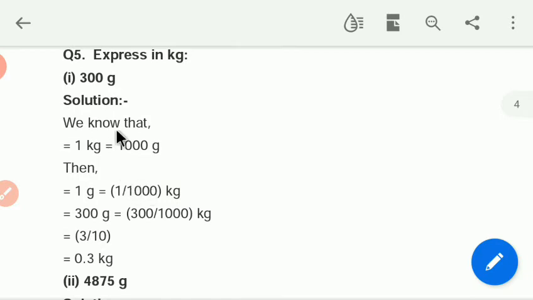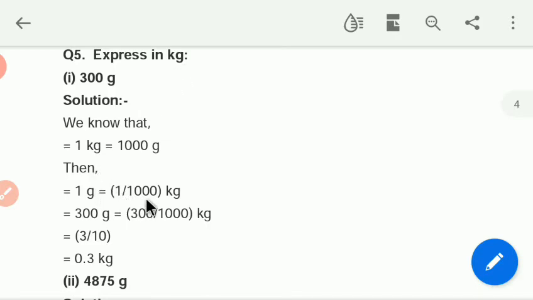Now we have to change here from smaller unit to greater unit. It means if we want to find from larger to smaller unit, we always multiply. We know that kilogram is greater than gram. It means 1 kg is equal to 1000 gram. You have to multiply. But in the question, we have to change from smaller unit to greater unit. Here gram is smaller than kg. It means you have to divide.